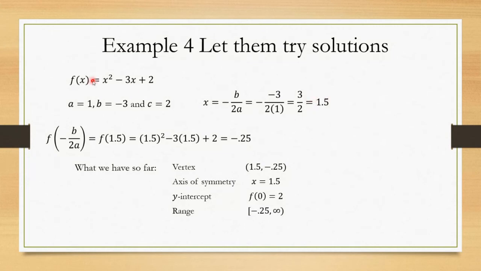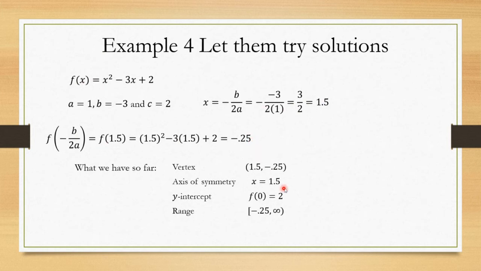Keep in mind also, you have to plug it into the f of x, right? You have to plug 1.5 in for x, because we need the y coordinate of the vertex. And that's what I'm doing here. So we have f of 1.5, right? Which is, you just plug it in. You end up getting negative 0.25. Okay, so that's what we get here. That's good. Now we have our vertex, 1.5, negative 0.25.